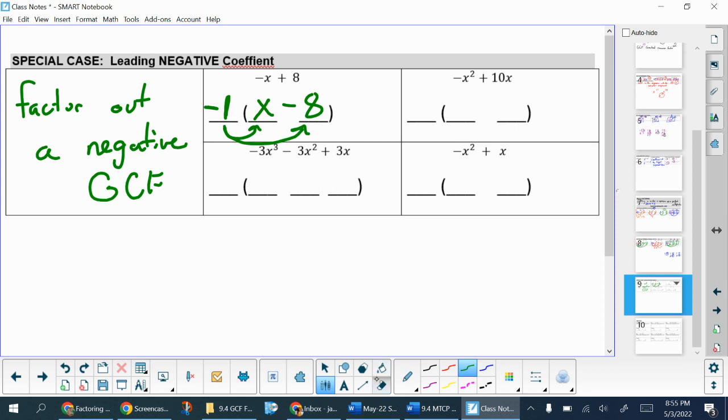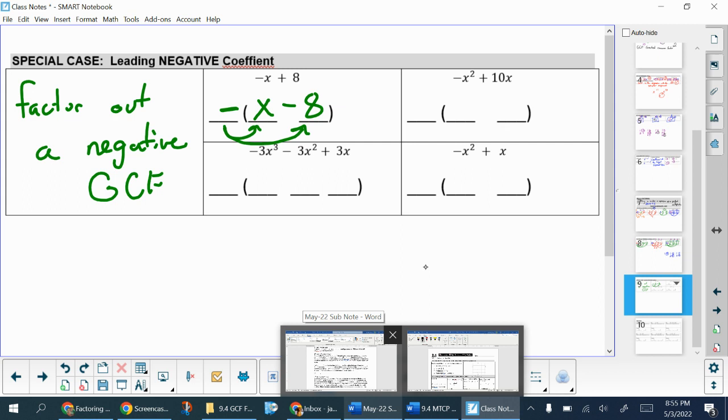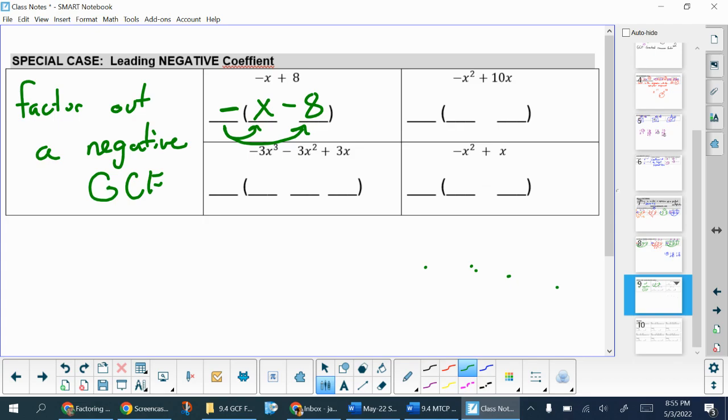And then even kind of stranger maybe, usually you won't even see that 1. All you will see in front here is just this negative sign. If it makes more sense to you to leave that 1 in there, go for it. That is fine with me. I get that would be a little bit strange to see just a negative sign out front when you're factoring. But what we're doing is we're factoring out a negative 1.